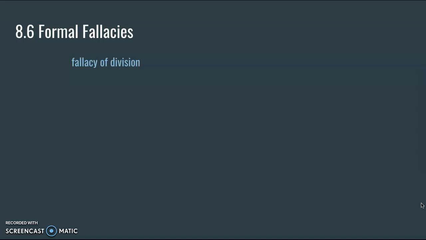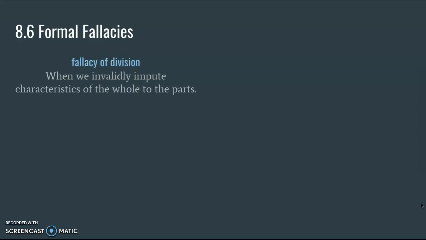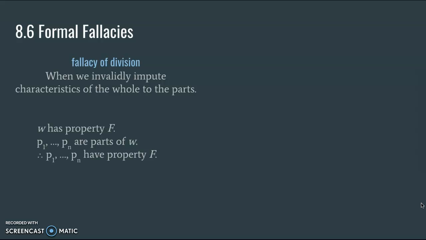Okay, kind of the inverse of this here is the fallacy of division. And this happens in the other direction, when we invalidly impute the characteristics of the whole to the parts. So if we say W has property F, and all these things are parts of W, then does that mean that they all have property F, right? The fallacy would say that they do.